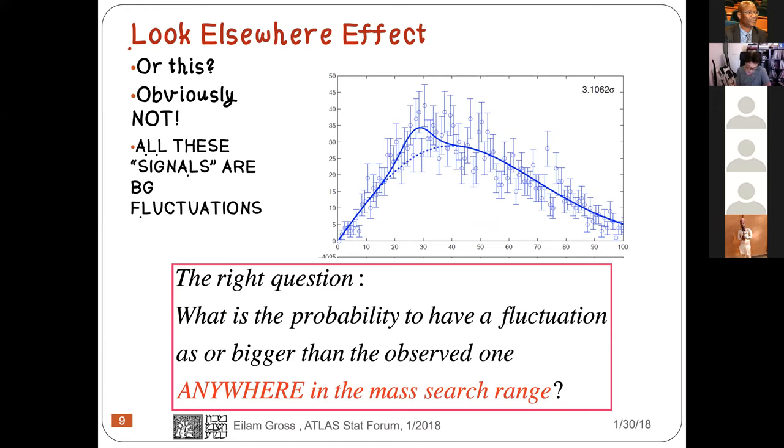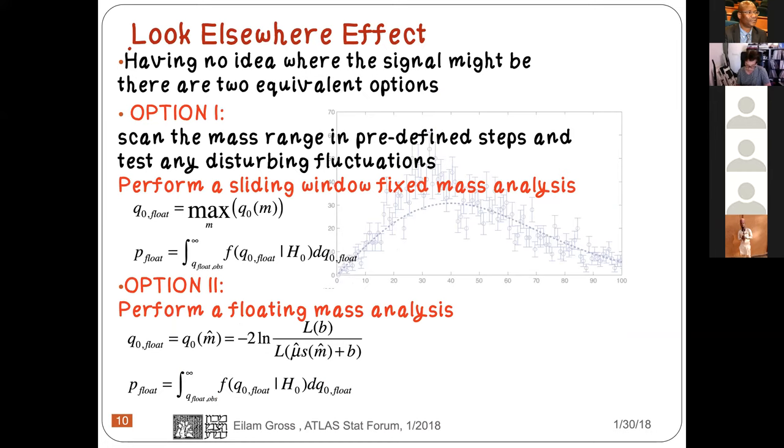So before we asked what's the probability to have a fluctuation at 30, now we ask what's the probability to have a fluctuation anywhere in the mass range. So it's the probability to have it at 10 or 20 or 30 or 40 or 50, 60, 70, 80. So it's a sum of probabilities. So it's bigger than the local probability. So now I want to calculate this global probability.